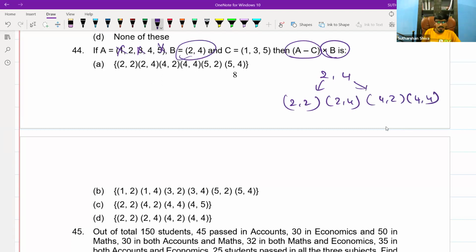What is this option? Option D is your answer. Okay, option D is only your answer, not option C. Be careful, here this point is there. Be careful at that point.